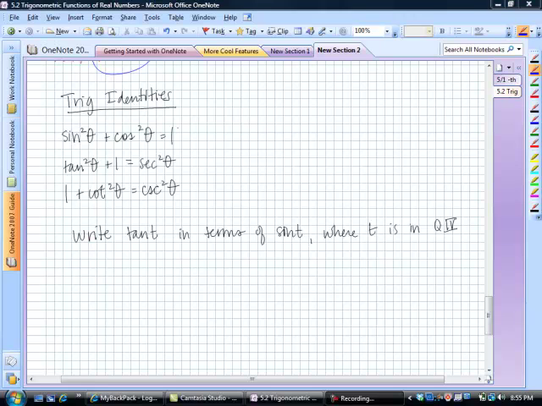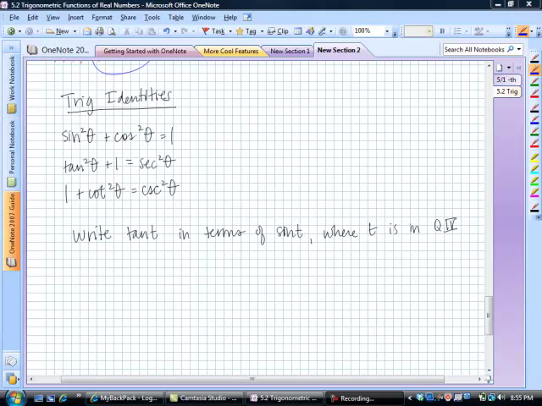Okay, lastly we're going to talk about the trig identities, which you'll see more and more of as we move on to chapter 7, but these are the most basic ones that we're going to talk about in this chapter. These identities are basically equations that you can use and manipulate to solve for x in certain cases. One equation is sine squared theta plus cosine squared theta equals 1.